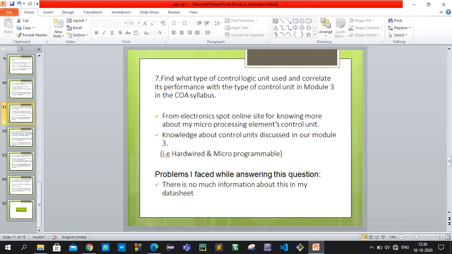While correlating it with my module's control unit, there are two types of control units, hardwired and microprogrammable, which are discussed in module 3 of our COA syllabus. First of all, I noted the information related to both the hardwired and microprogrammable control units, and then I correlated it with my control unit. In my IC, we used a hardwired control unit, so I differentiated it from a microprogrammable control unit.